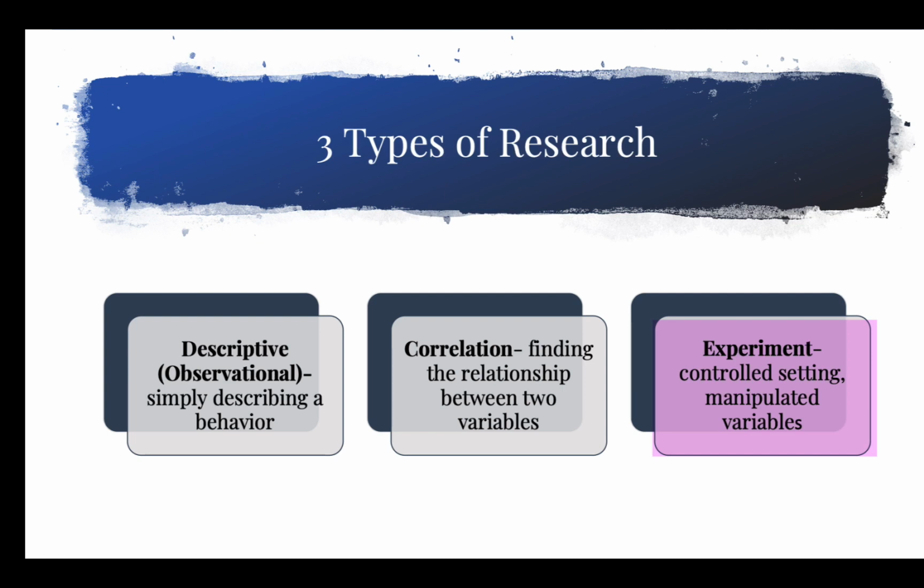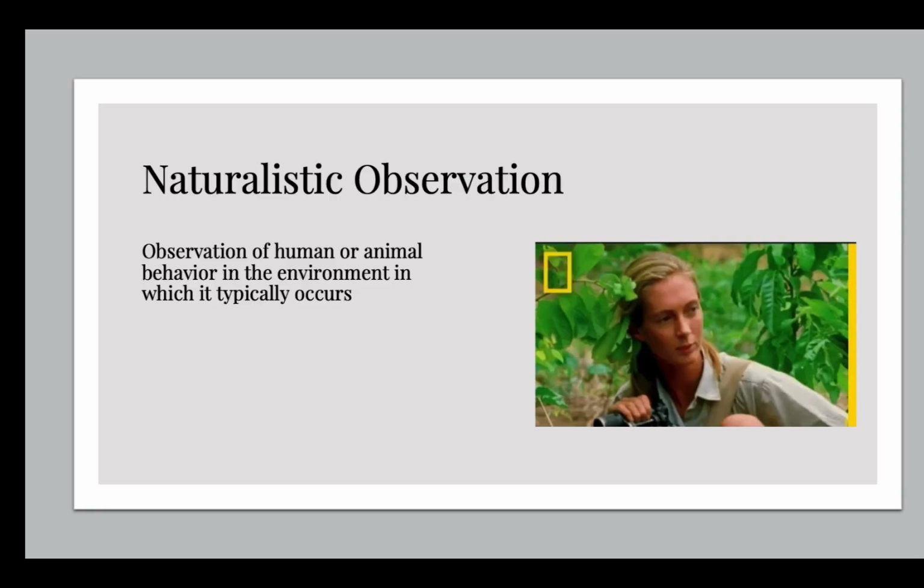We're going to talk a little bit about Jane Goodall. Jane Goodall is an example of a naturalistic observationist. She observed human or animal behaviors in the environment in which it typically occurs. That's a definition. Her subject was gorillas, or different types of gorillas and chimpanzees and stuff like that. She is best known for going into the jungle and living amongst them and just watching what they did in their natural setting. So I'm going to have you listen to this little YouTube video.